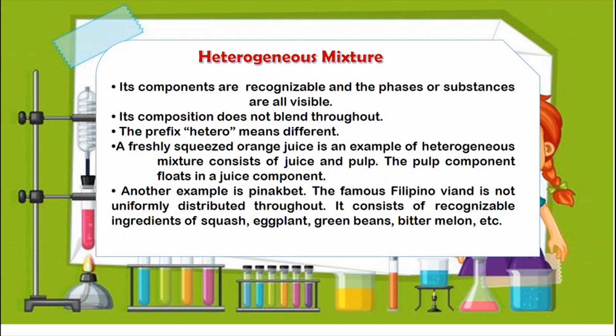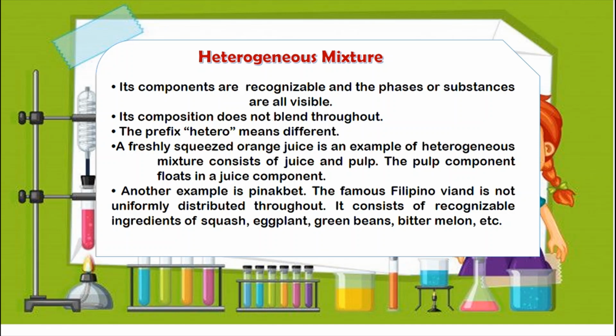Okay, let's go now to heterogeneous mixture. In a heterogeneous mixture, its components are recognizable and the phases or substances are all visible. So, even if you mix five substances, you can still easily identify them. You can still see where each one is. Its composition does not blend throughout. The prefix hetero means different.